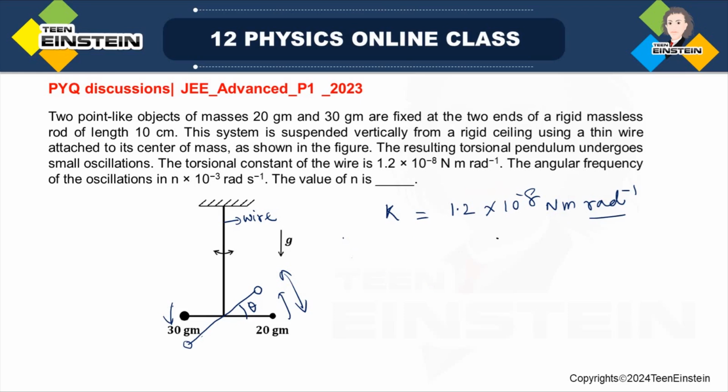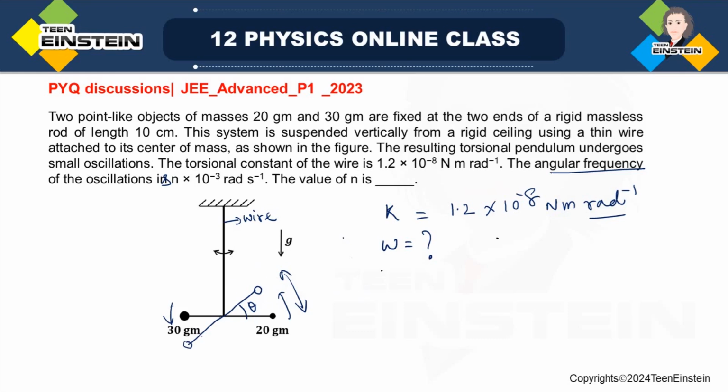So the question is, the angular frequency of oscillation is n times 10 to the power minus 3 radian per second. Then the value of n is dash. You have to find out the value of n. So for finding the value of n, you have to find out the angular frequency, that is omega, for this system. Since it is small oscillations, look what we can do.